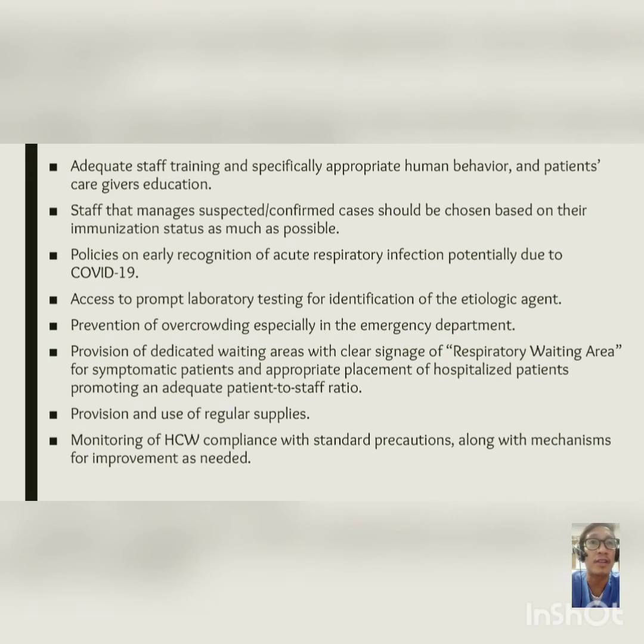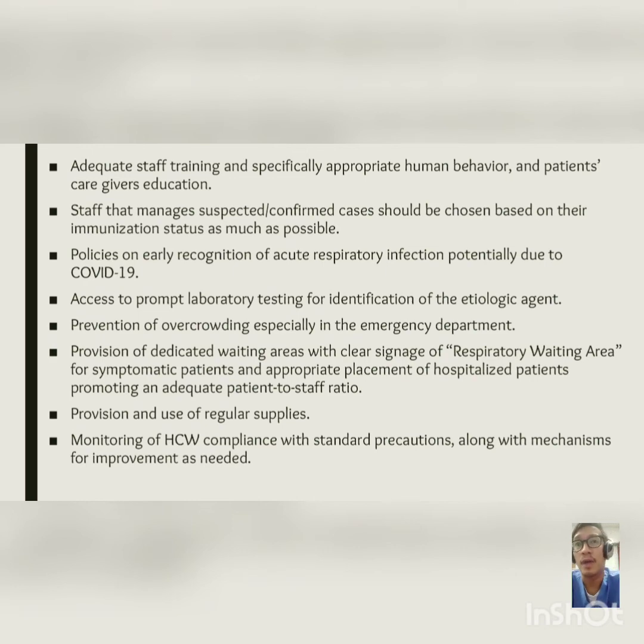Policies on early recognition of acute respiratory infection potentially due to COVID-19. So we have policies and procedures, infection control policies and procedures for COVID-19, as well as the basics of infection control and prevention. Access to prompt laboratory testing for identification of the etiologic agent, prevention of overcrowding, especially in the emergency department, provision of dedicated waiting areas with clear signage of respiratory waiting area for symptomatic patients, and appropriate placement of hospitalized patients, promoting an adequate patient to staff ratio.